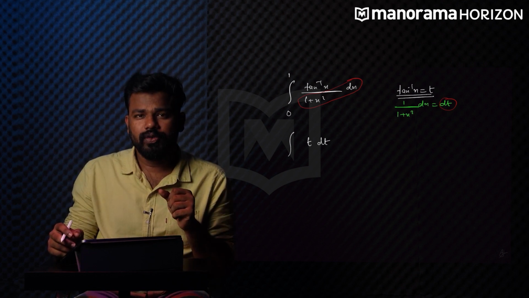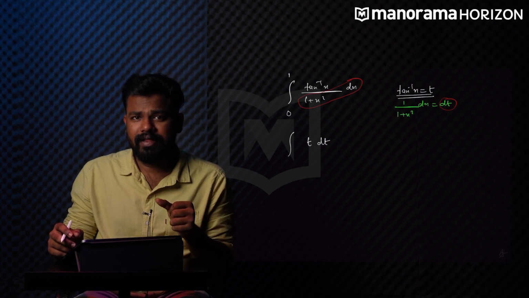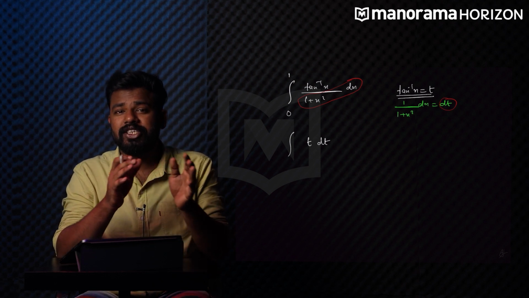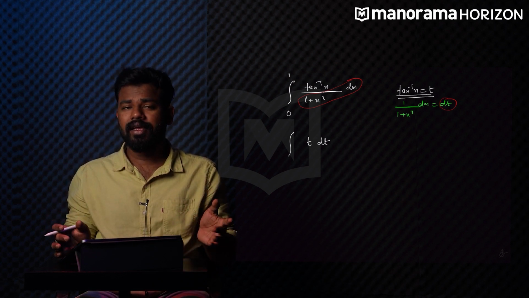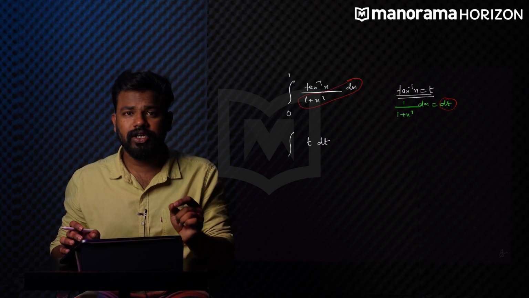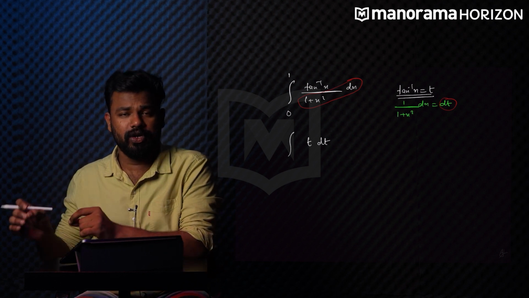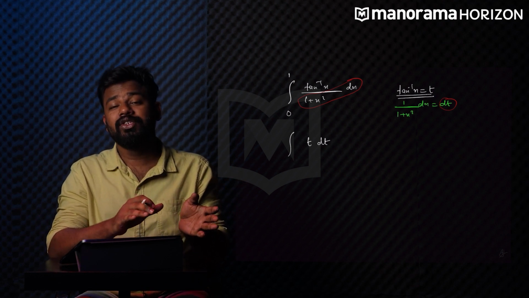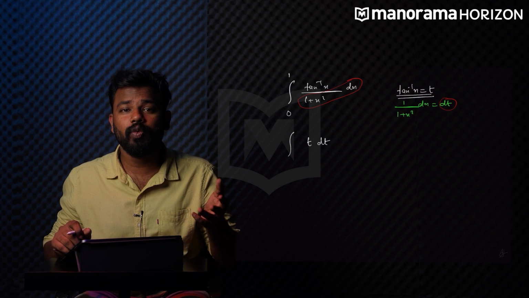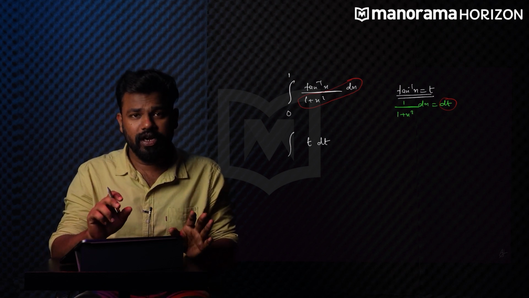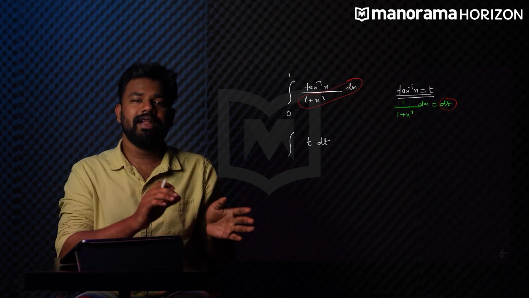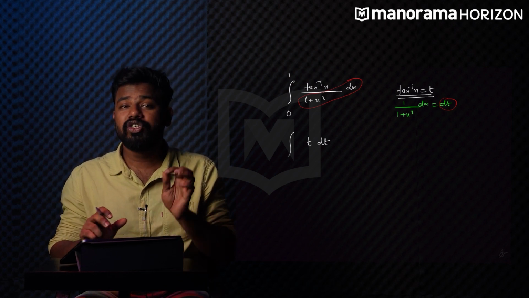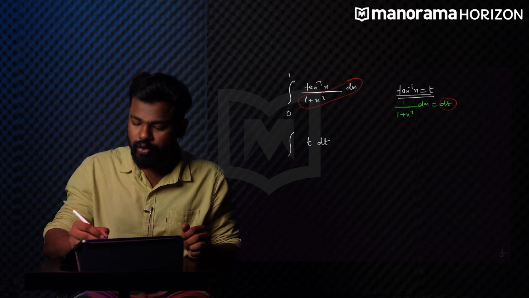But there is a small issue. What is that issue? The limits, that is the lower limit 0 and the upper limit 1, which were with respect to the variable x. What we have done here is substituted that variable x and put a new variable which is t. So what happens to the limits? The limits also have to change in terms of the new variable, that is t. So don't forget, whenever you are doing integration by substitution in definite integrals, always remember that you have to change the limits also.